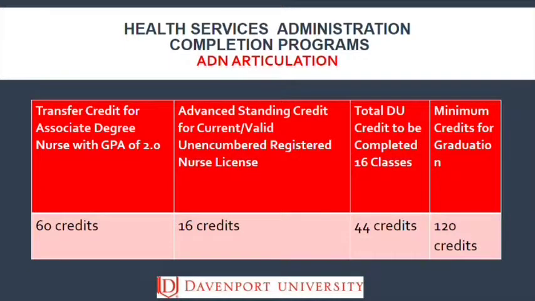So same thing with the ADN articulation. We were hearing that some of the nurses wanted to go into health services. So it's 60 credits for transfer, advanced standing, and an unencumbered nurse's license.